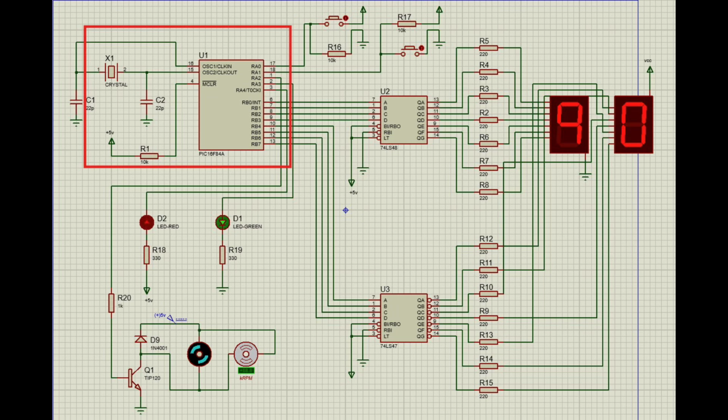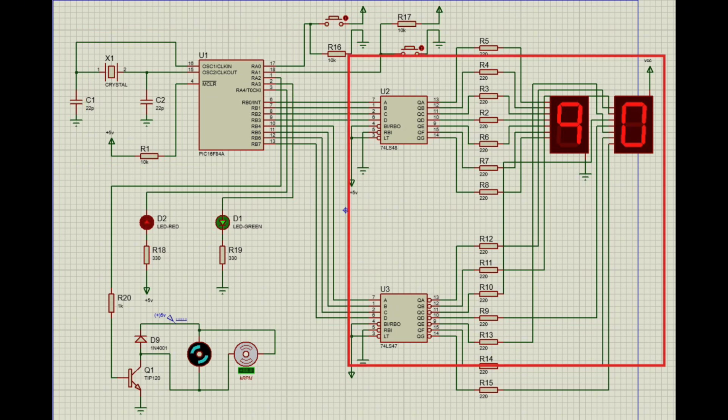The display system. To handle the visual readout without exhausting the microcontroller's I/O pins, we utilize two 74LS47 BCD to 7-segment decoders, U2 and U3. These chips take a 4-bit binary coded decimal input from port B of the PIC and convert it to drive the common anode dual 7-segment display.